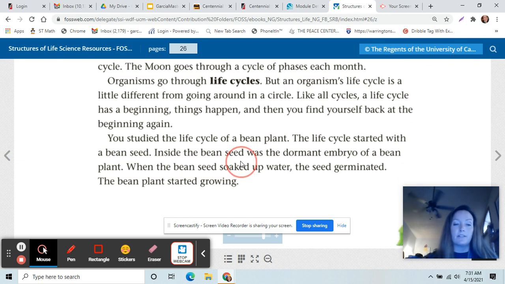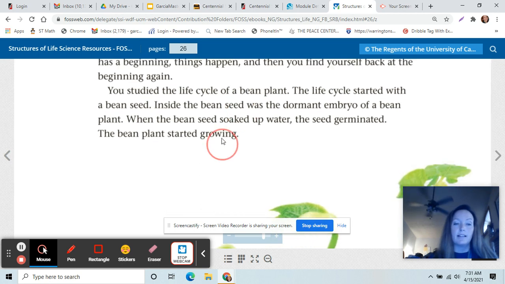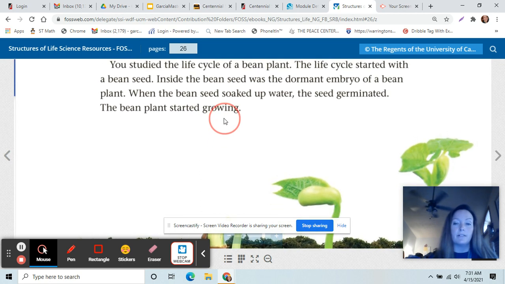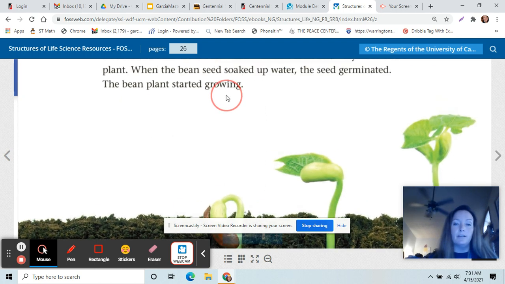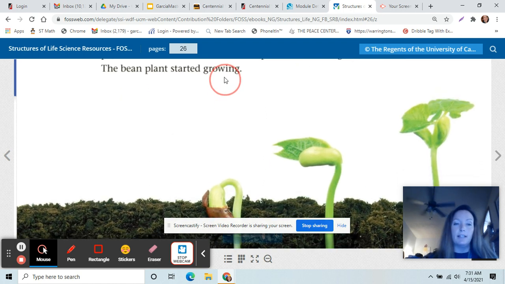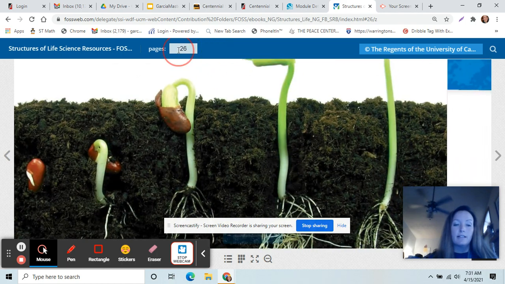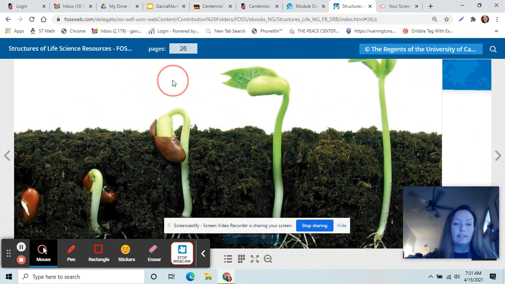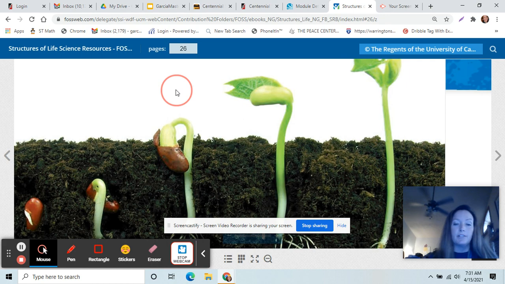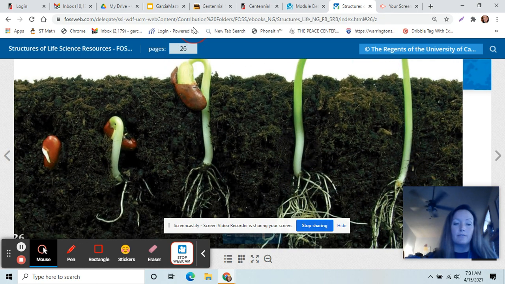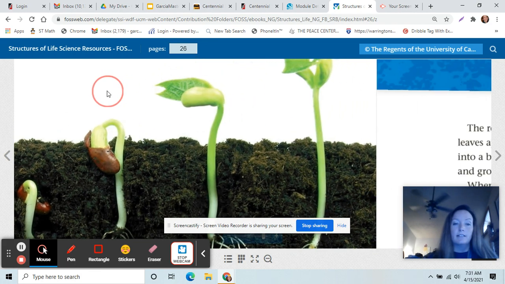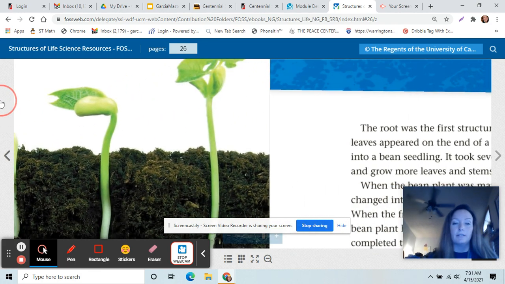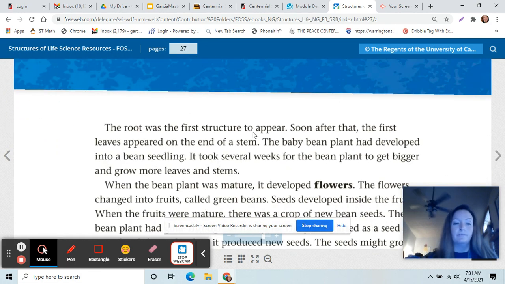The life cycle started with a bean seed. Inside the bean seed was the dormant embryo of a bean plant. When the bean seed soaked up water and the seed germinated, the bean plant started growing. So we can take a look at that. I really appreciate this photograph because you can see the roots, you can see the stem, the leaf, and the embryo exiting the seed coat.